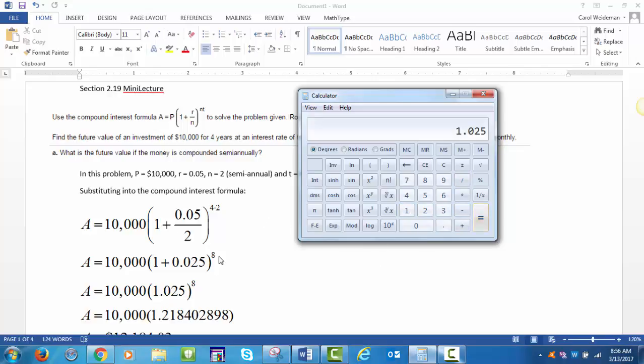Now I want to raise it to the exponent of 8, and on your calculator you need to figure out where your exponent key is. On this calculator it's this key right here. So I'm going to raise it to the 8th power, and then lastly I'm going to multiply by the principal, which was $10,000. And there's my answer, $12,184, and they want to round it to the cent, so 3 cents.